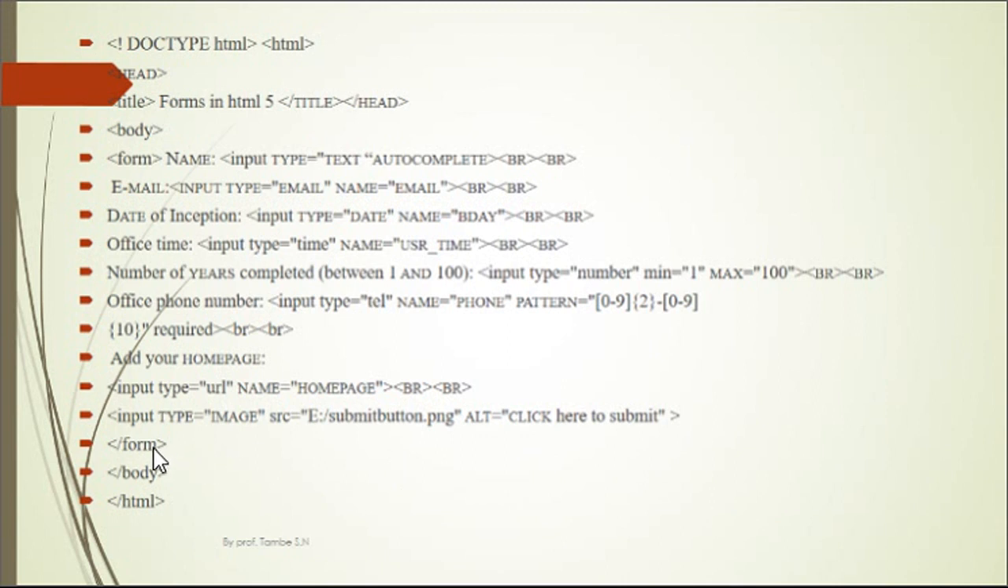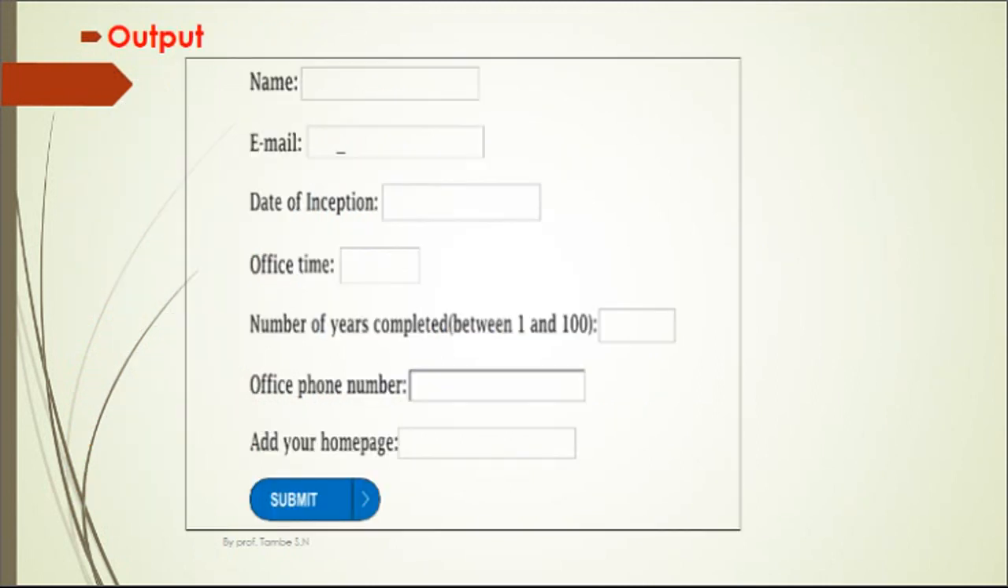Then after completion of this we have to end the form, and how to end the form? By using slash form. Next one is close your body by using slash body, then close your HTML. So when we run this program, then we will get the output like this. Okay, so this is the very normal procedure to write a form. In 11th standard we already saw how to develop a particular form. So by using these new inputs we can prepare a form.